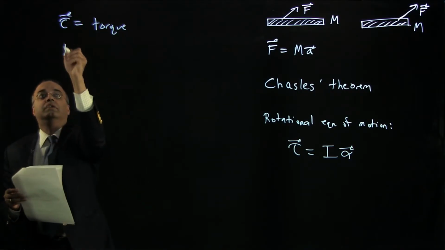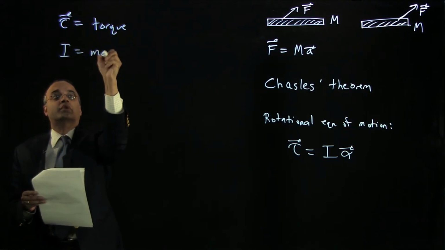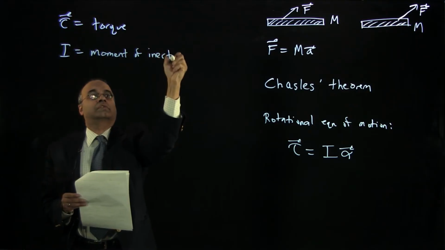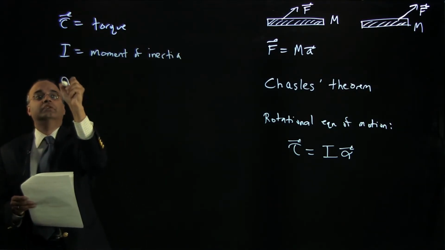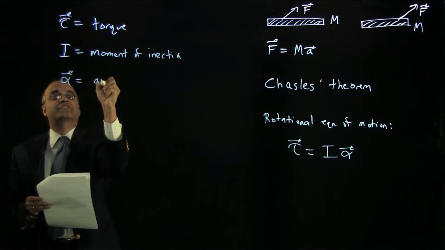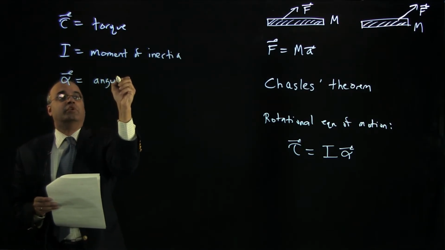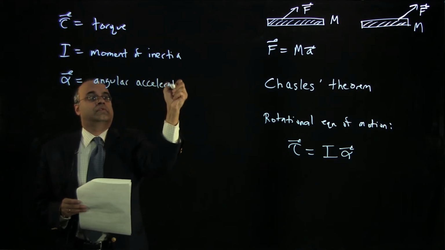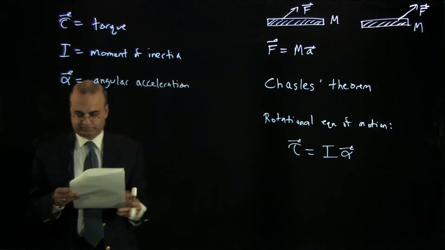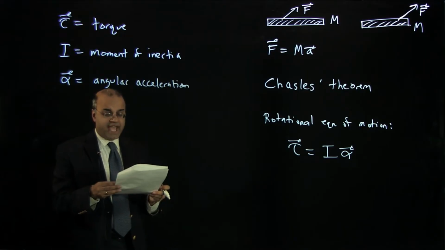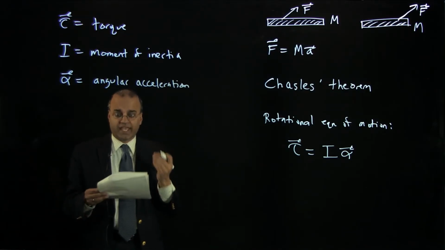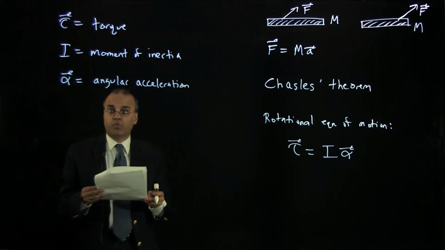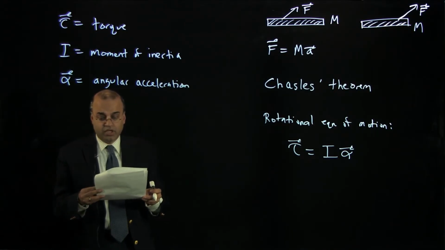I is the moment of inertia that we've already encountered. And alpha is the angular acceleration of the rotational motion. Now, tau is a sort of rotational analog to the force, and it depends on not just the force itself, but on where the force is applied.